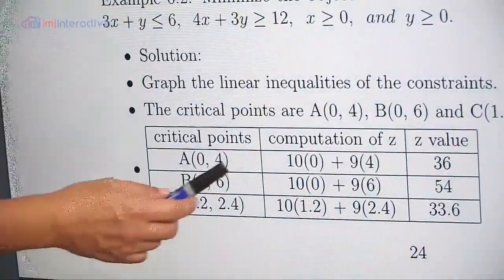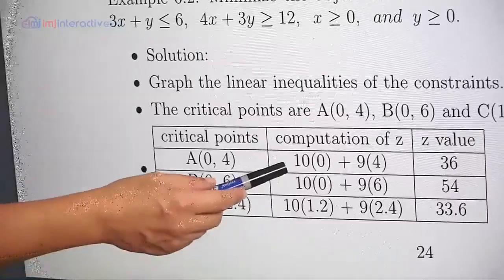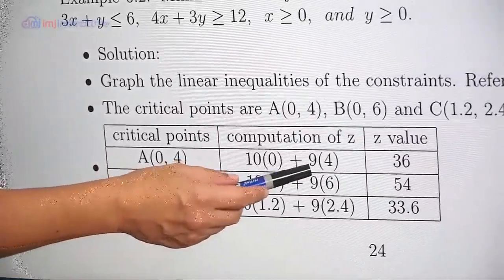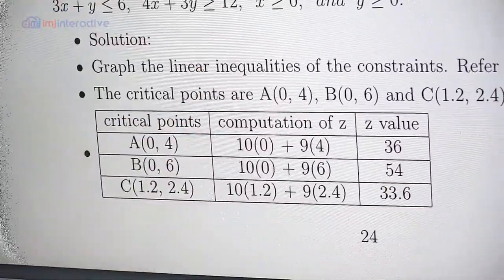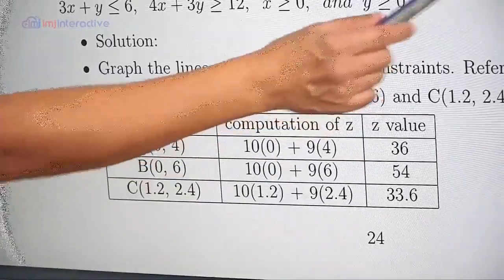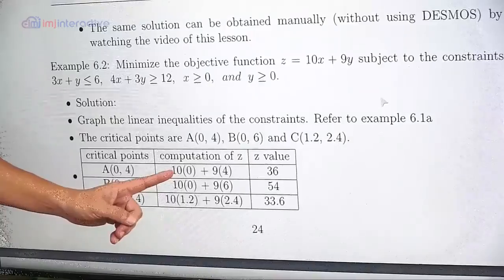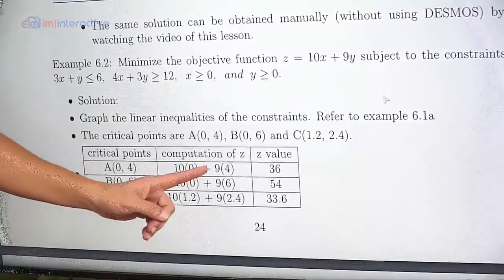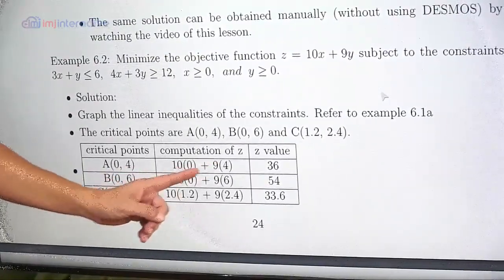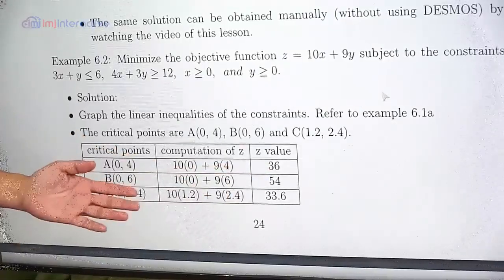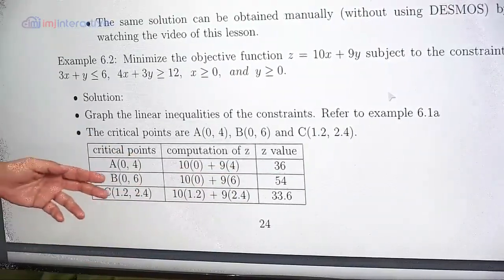Now let's do the computation. What did we get for 10 times 0, 9 times 4? Remember, our objective function is 10x plus 9y, and this is your x and y. So 10x means 10 times 0, 9y means 9 times 4. You add the two, you have this. Do the same thing for the other points.